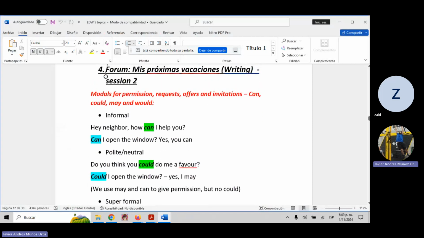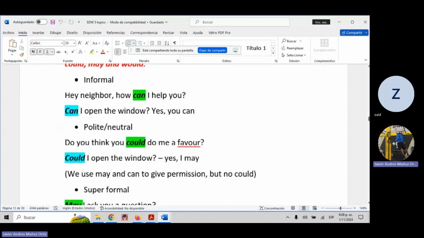When we want to be very informal, very relaxed, when we are with our friends, relatives, or cousins, somebody we speak to in an informal way, in a very friendly environment, we are going to use can to ask for permission, request, offer, or invitation. For example, I am going to mention this example very often: hi neighbor, how can I help you?